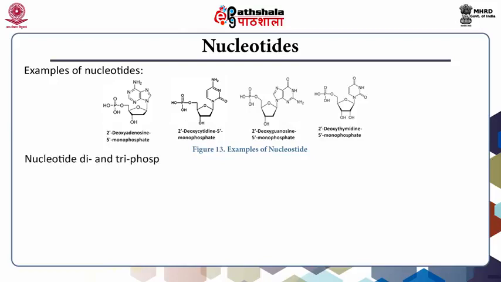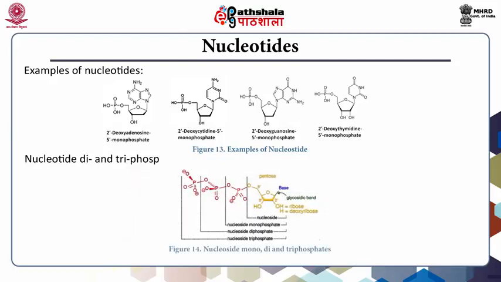Nucleotide di- and triphosphates: the term nucleotide generally refers to a nucleoside monophosphate, but in case additional phosphoric acids are present, they link to the existing phosphate and can produce nucleotide diphosphate or triphosphate, which is very clearly shown in the figure.